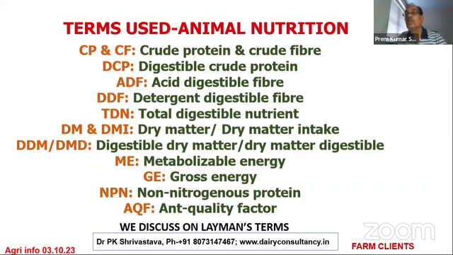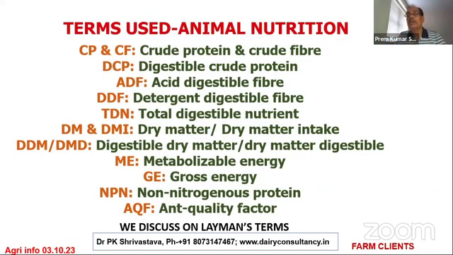TDN, total digestible nutrients. These are the terminology used in the laboratory to assess what you are feeding to the cow. Not today, tomorrow, once you are going into the farm business, you will come across these things. You will give a sample of your fodder, feed and concentrate to a laboratory, get it tested, and then you will come to know, oh, I was feeding the cow, but the cow was not getting it. That's the purpose of showing it.